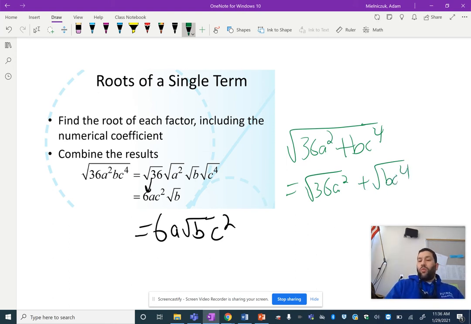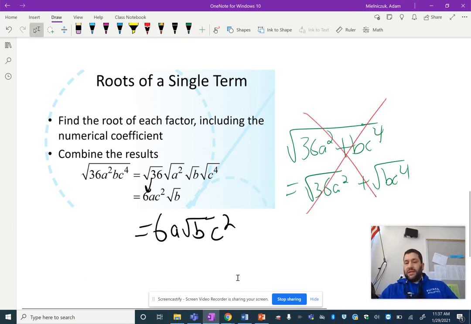When we have a problem like this, which we're not going to have yet, but when we have something like this, we must come up with a completely different process. Same if this was a subtraction sign. So what we just learned only works when there's multiplication inside.